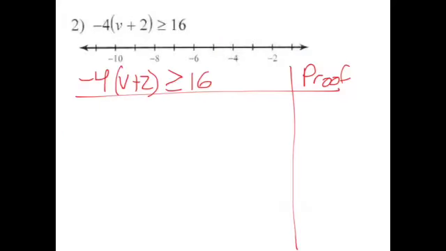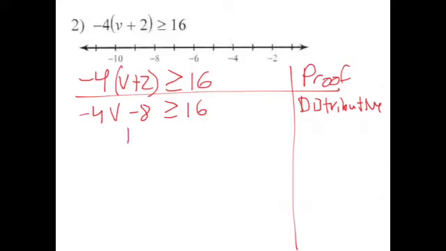Alright, moving on to the next one, number 2. What I'm going to do here first is just distribute that negative 4 through. And what lets me do that is the distributive property. Negative 4 times that positive 2 there is going to give you a negative 8, or subtract 8. So that's why it's that way. What lets me do that is the distributive property.